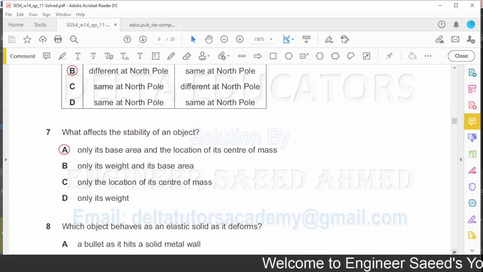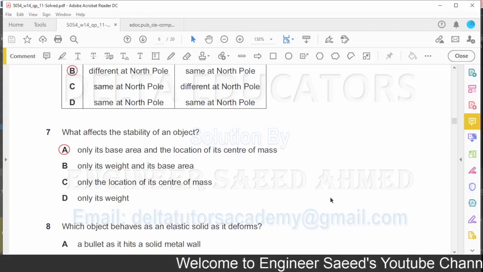Question number 7. What affects the stability of an object? Okay, stability depends on two things. First, the center of gravity. The lower the center of gravity, the lower the center of mass, the more stability there will be. Second, stability depends on the base area. More base area, more stability.